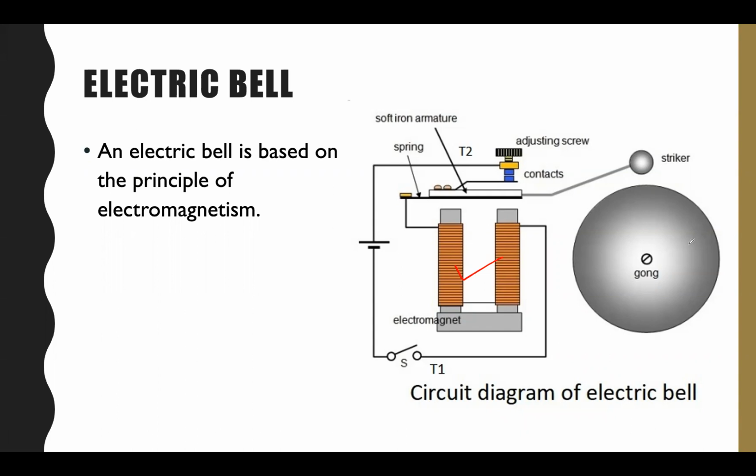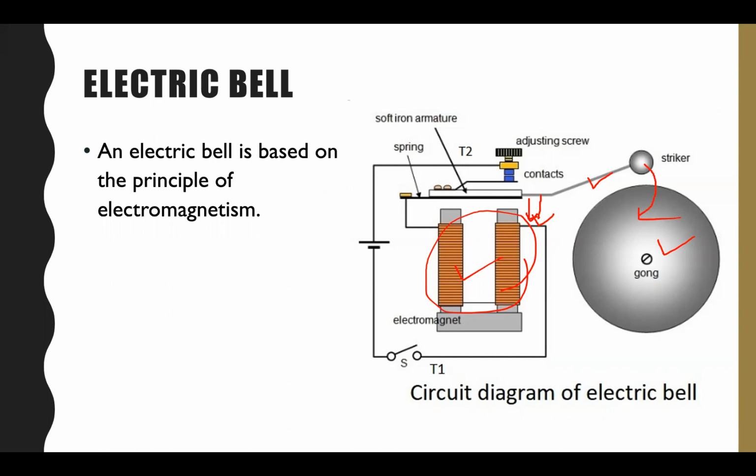And here you can see a gong made from a metallic plate, and here is a striker or hammer, you can say. So when this behaves like an electromagnet, it will pull this object towards it. Because it is made from iron, this is a steel plate, the striker or the hammer will strike the gong, and it will produce the sound.